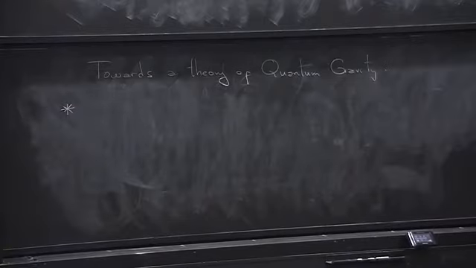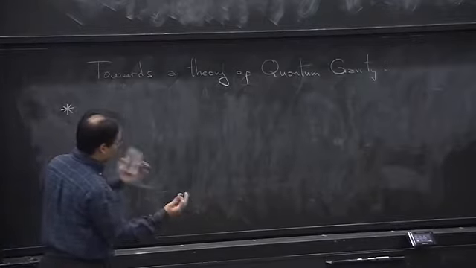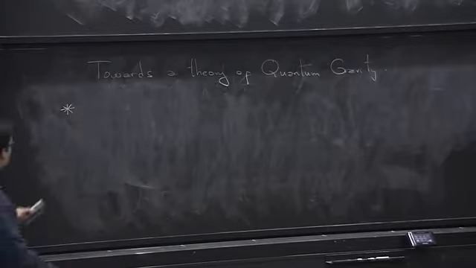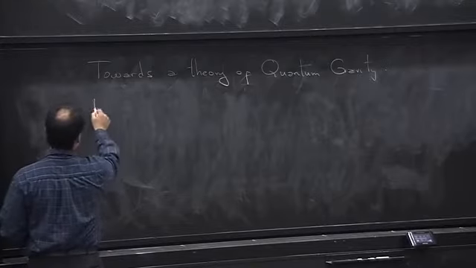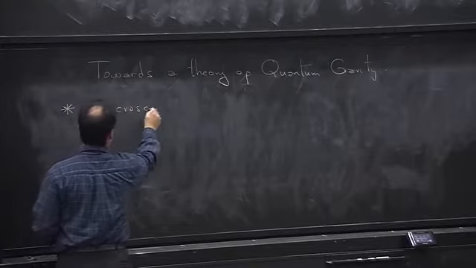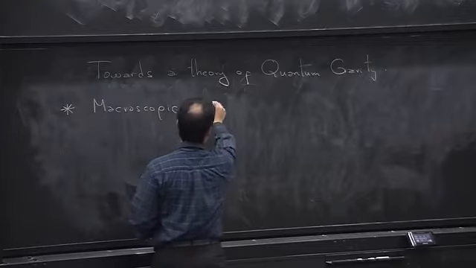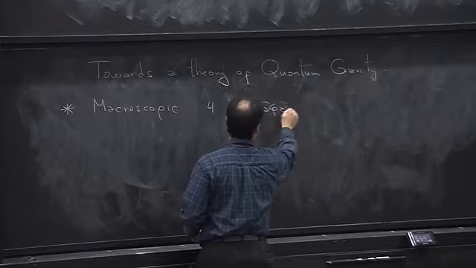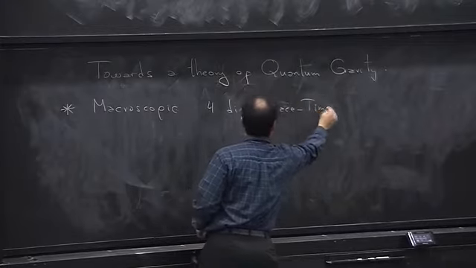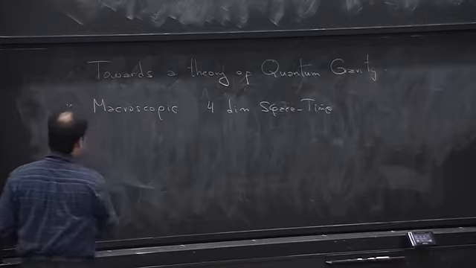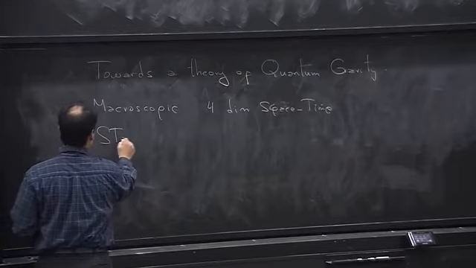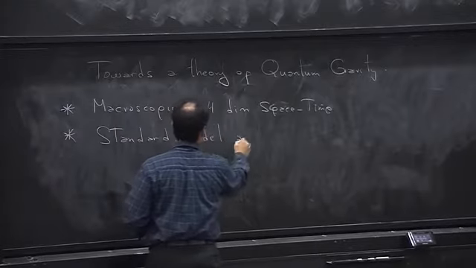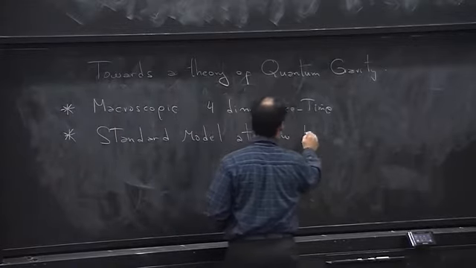Of course, the actual theory of quantum gravity that describes nature is something that is supposed to produce a macroscopic four-dimensional spacetime. Not only that, it's also supposed to have the standard model at low energies.